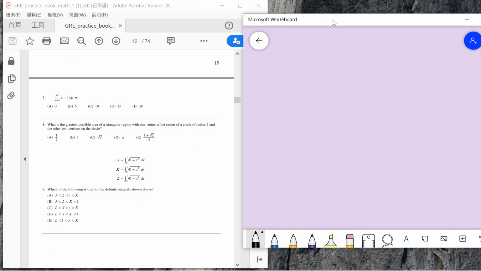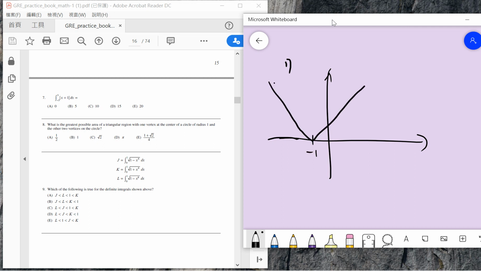Okay, so 7 asks about x plus 1. So basically you can plot x plus 1. Okay, so this is x plus 1. And then it wants you to solve the area. So basically you use your high school math. You just add these two areas.